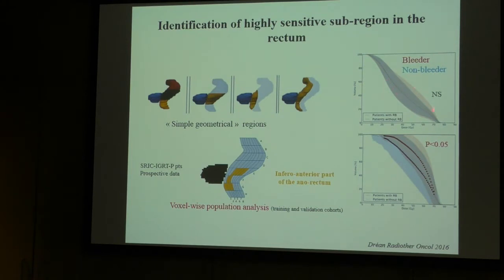If you consider the whole rectum, and you compare the DVH of the whole rectum between toxic and non-toxic patients, there was no significant difference. But if you consider this subpart, the DVH were highly significantly different.